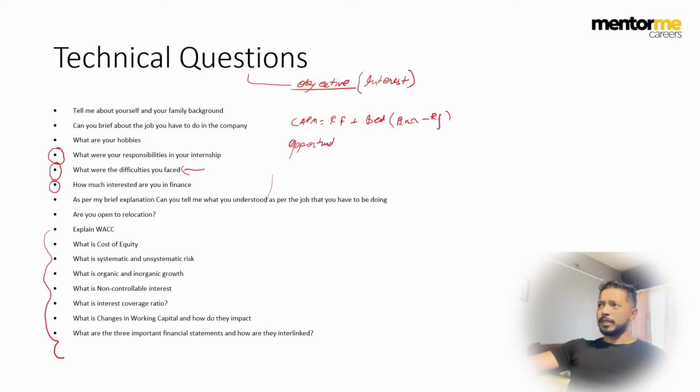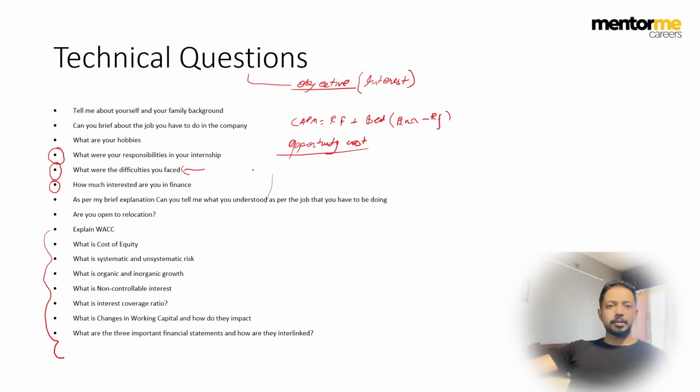For example, if I'm invested in a fixed deposit, then my opportunity cost is 6 or 7%. If I'm invested in Nifty, then my opportunity cost is about 12-13%. So there are various ways of finding opportunity cost. One is CAPM. That's the way to explain cost of equity rather than just explaining the formula. Nobody's asking for the formula.